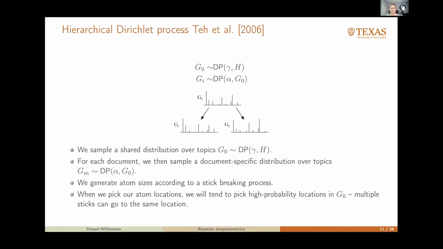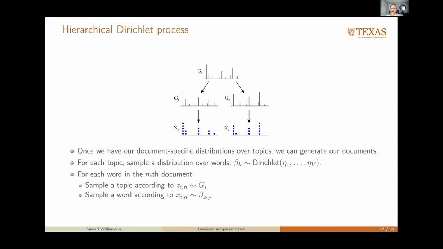If we repeat this, we're going to get a sequence, G1, G2, I only did G2, but you can imagine it going on as large as you want, of distributions over topics, where the topics are all in common. Right? They're all shared between each of the documents because of this top-level Dirichlet process. And then we can generate our documents exactly as we did for LDA. So each of these infinitely many topics is associated with a distribution over words. Each document is associated with a distribution over topics, infinite dimensional.